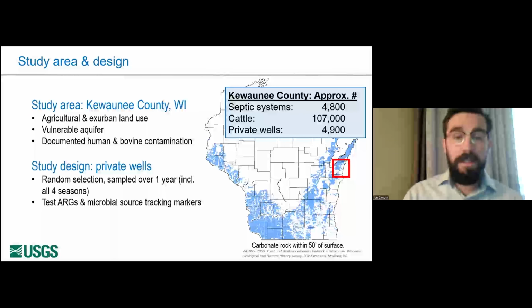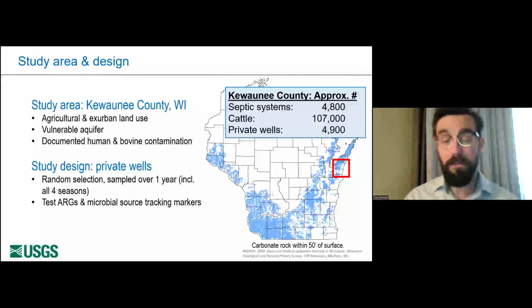This study took place in eastern Wisconsin, Kewaunee County. This is a rural agricultural area. There are septic systems spread throughout the county and plenty of dairy cattle. And therefore, there's manure and septic system effluent as potential sources of contamination on the landscape. And those sources are sitting on top of a vulnerable aquifer. It's vulnerable because it's made of fractured carbonate rock, and those fractures allow water and contaminants to move very quickly from the surface to the groundwater and to move through the groundwater quickly and with little attenuation. And we have documented contamination of private wells in this aquifer by both human wastewater and cow manure.